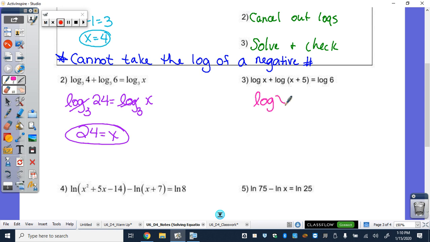Number 3, again, we're going to be doing a little bit of multiplying over there on that left side, so I would have x times x plus 5 equals the log of 6. So now I have 1 log on my left side, 1 log on my right side. They cancel each other out. So I get x squared plus 5x equals 6. I distributed my x through.